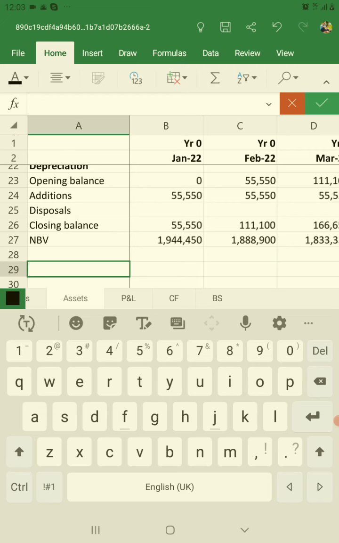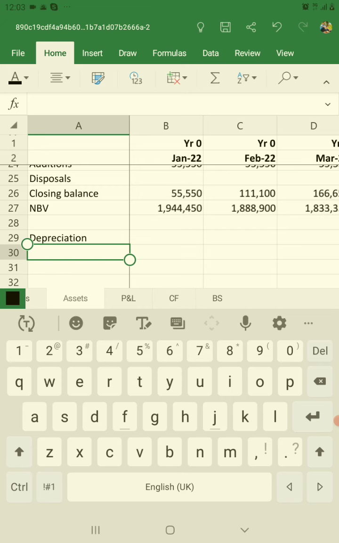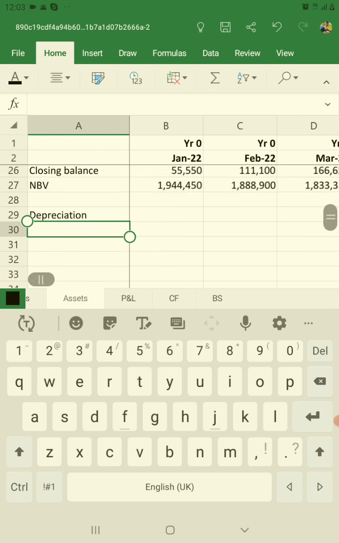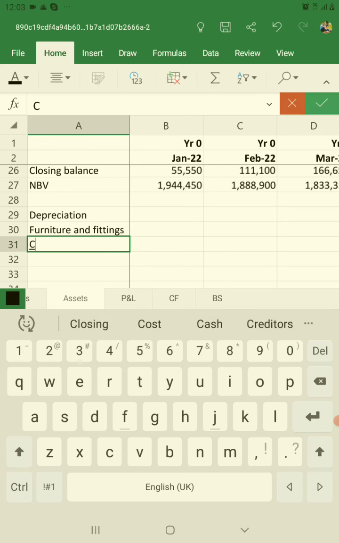So the next one is depreciation. This is the one that will just need one figure. So let's have the summary for depreciation. Depreciation. This one is going to profit and loss as expense. So we have depreciation for furniture and fittings, and we have depreciation for computers.